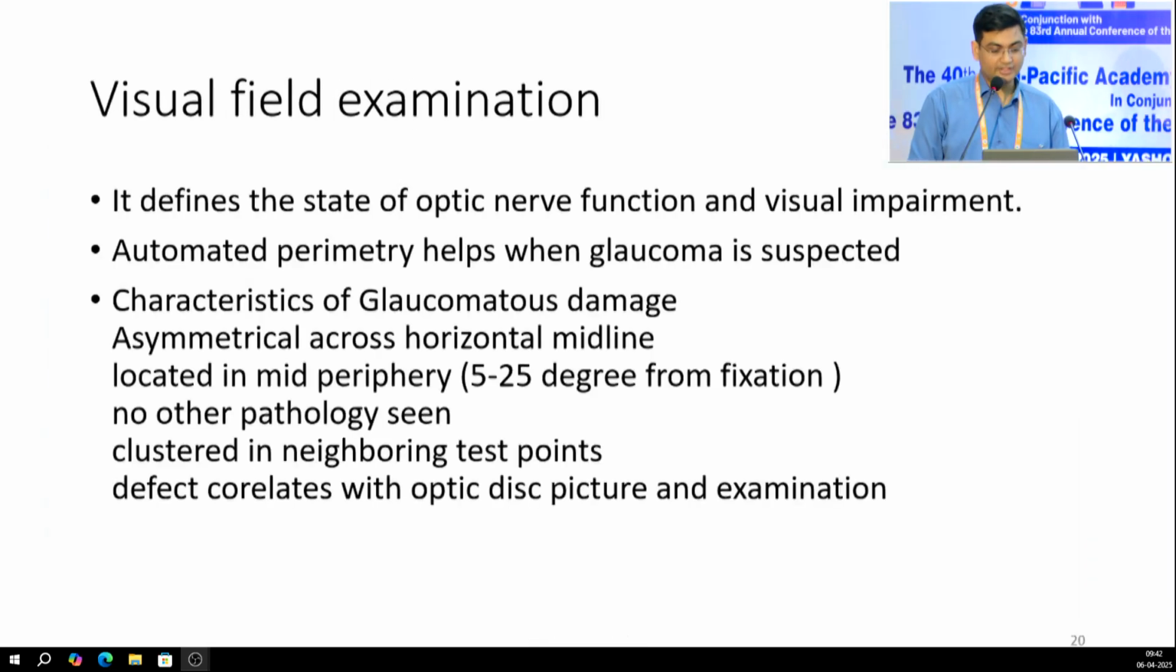And in visual field examination, it defines the state of the optic nerve function and the visual impairment associated with it. Automated perimetry helps when glaucoma is suspected. So if a patient comes to you, you can order an automated perimetry, and the characteristic glaucomatous damage will be shown by asymmetry across the horizontal midline. It will be located in the mid periphery, around 5 to 25 degrees of fixation. Then there will be clustered defects in the neighboring test points, and this defect correlates with the optic disc picture and the examination you have drawn.